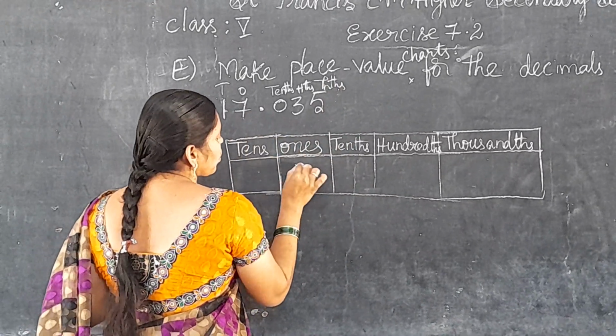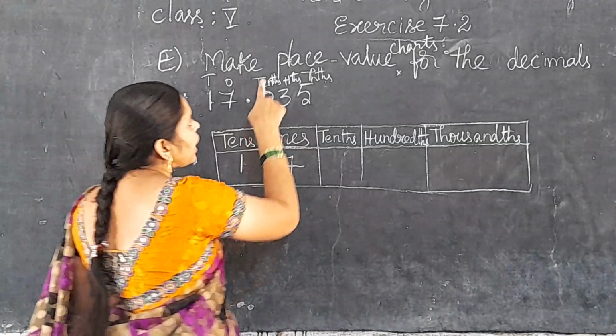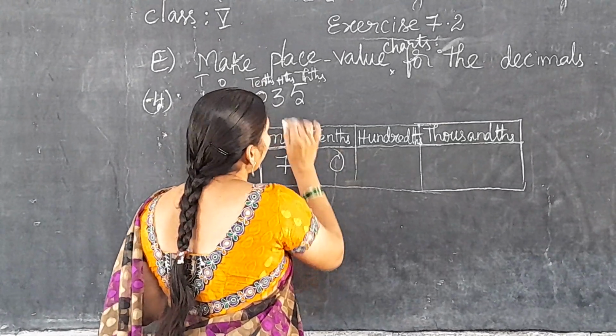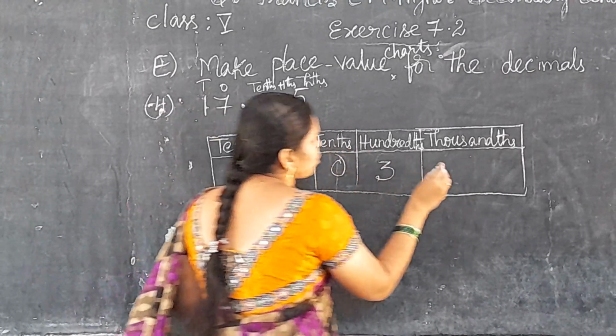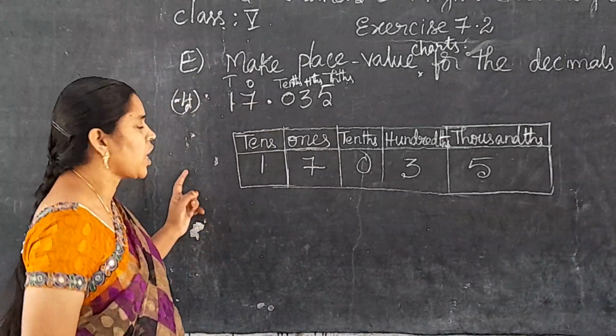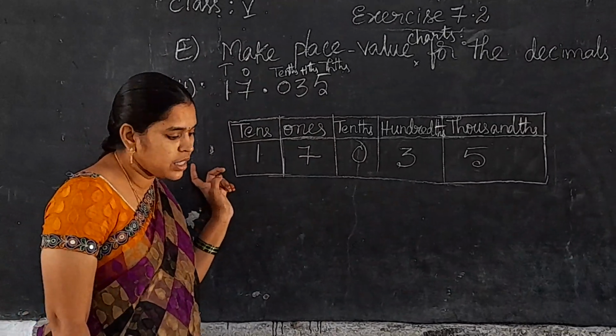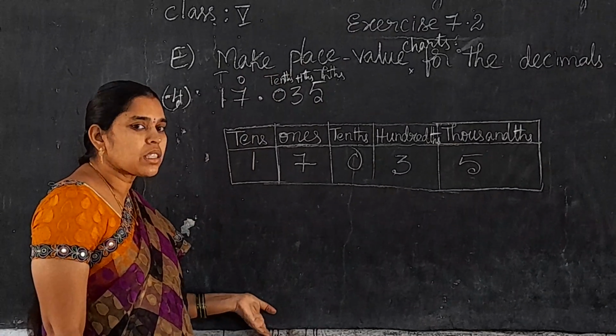So write that. In the ones place you write 7 and in the tens place you write 1. In the tenths place you write 0. In the hundredths place you should write 3 and in the thousandths place you should write 5. This is the place value chart. Already I explained. And this is E in this exercise 7.2. Remaining 3 sums you should complete.